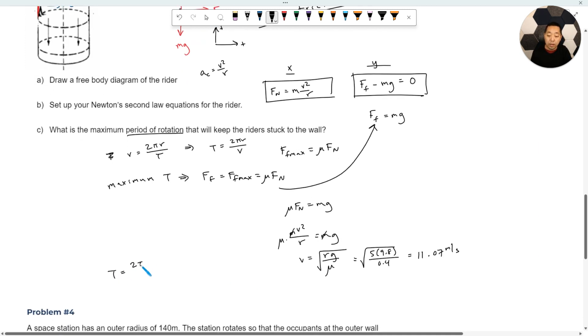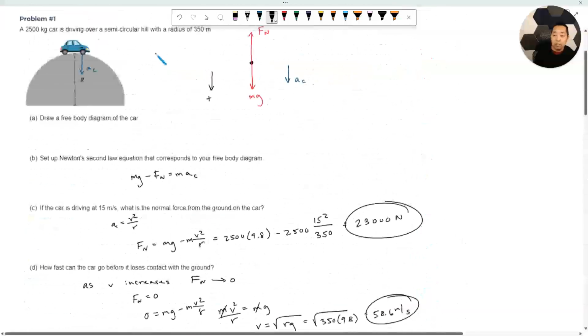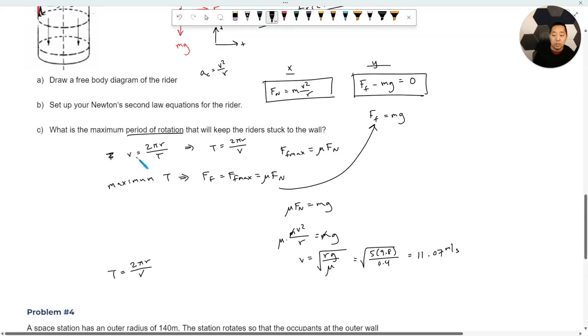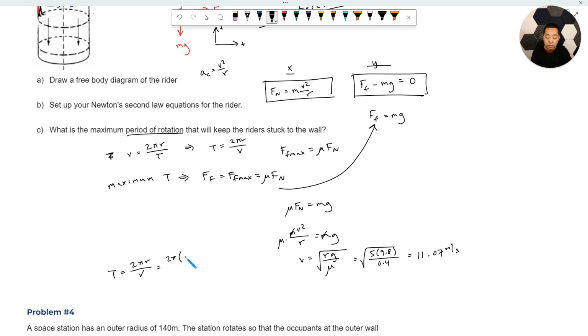Now, T is 2 pi r over v. Remember this formula? This is one of our beginning formulas. I think it's in the note packet, right? So the speed is distance over time, the distance around the circle divided by the period. And so you just rearrange. This is 2 pi times the radius, which was 5, and then divided by this 11.07. And that is 2.84 seconds. Okay?